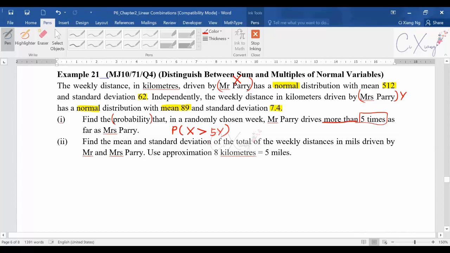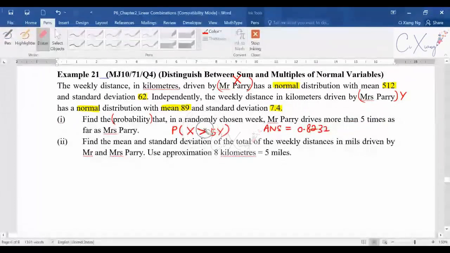Okay, so that means what? That means you need to calculate the mean and variance first before you calculate the probability. Okay, so this part is not hard. So I'll just tell you the final answer for the probability, which is 0.8232. Okay, so they want to calculate this probability and the answer is 0.8232. Okay, then now we continue to part number 2.